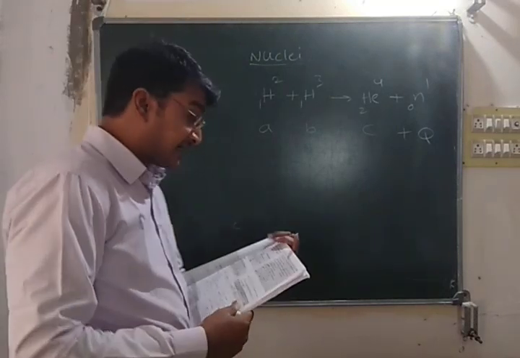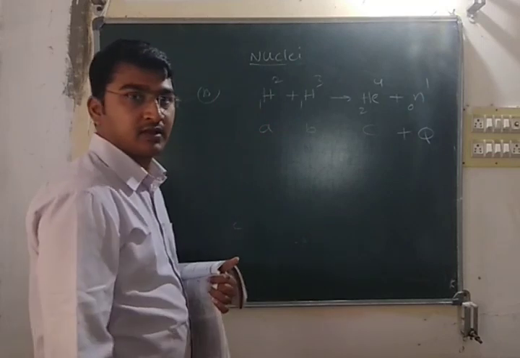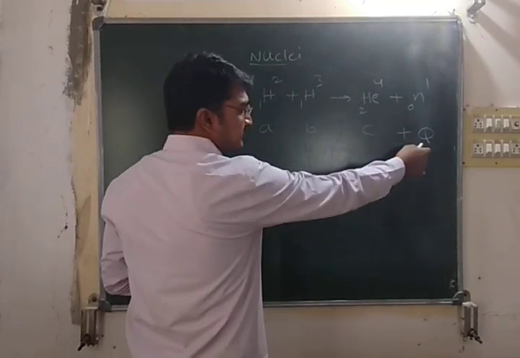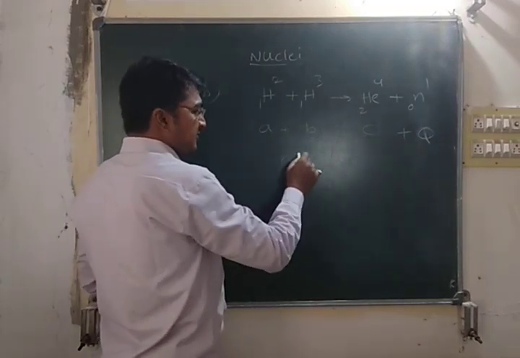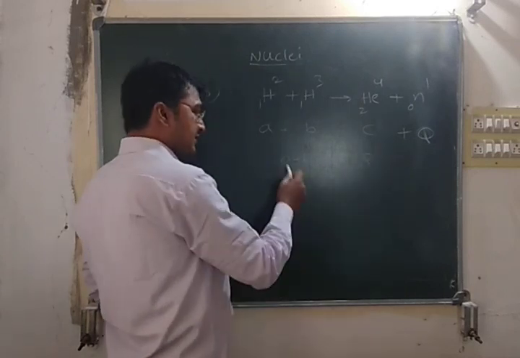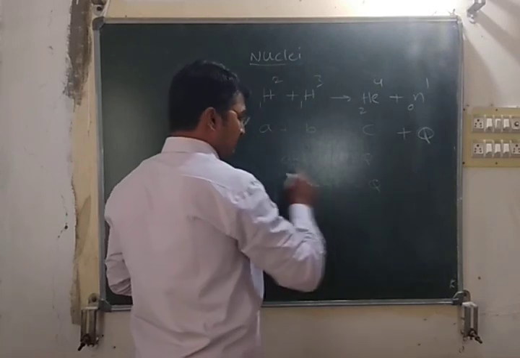Okay, energy releasing, so definitely it will be positive. Then take this term, this Q value releasing. That means here A plus B energy is equal to C plus Q, and Q is positive compulsorily. Take this one: A plus B minus C is equal to Q.